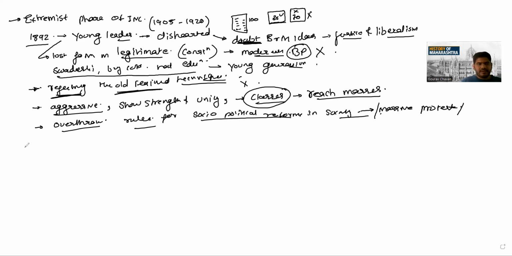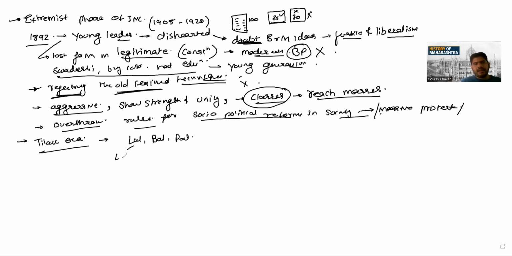So the second phase, which was also called the extremist phase, is also known as the Tilak era. Why is this called the Tilak era? Because this particular era was led by three persons' ideology. You can say four generally, but three were the main ones. They are often called Lal, Bal, Pal.